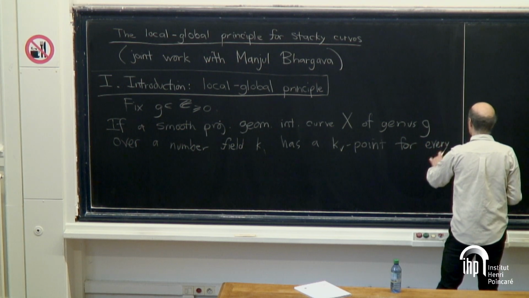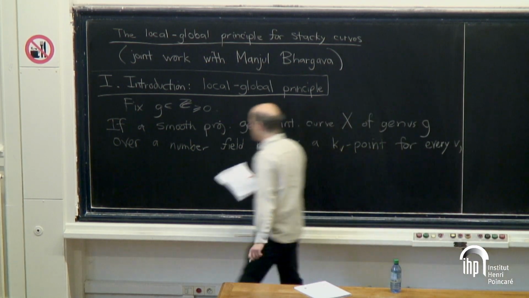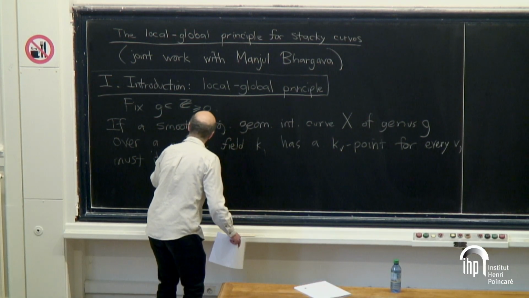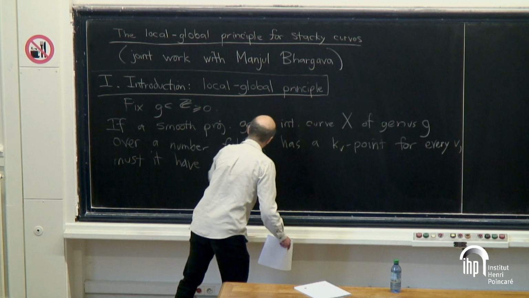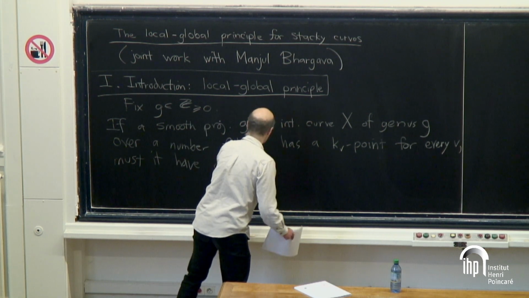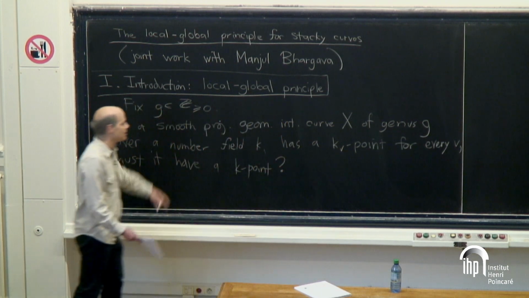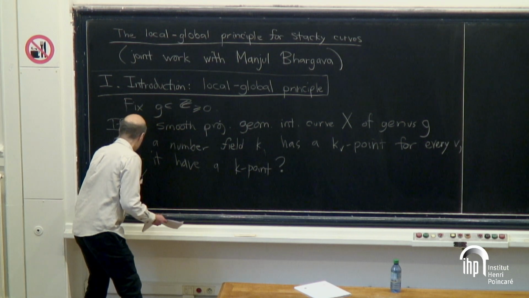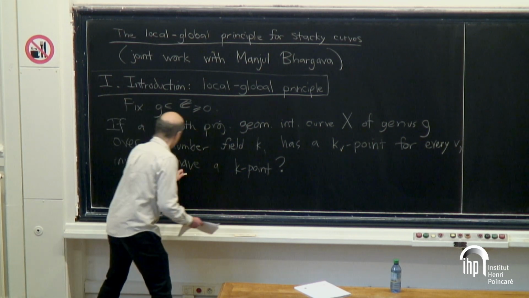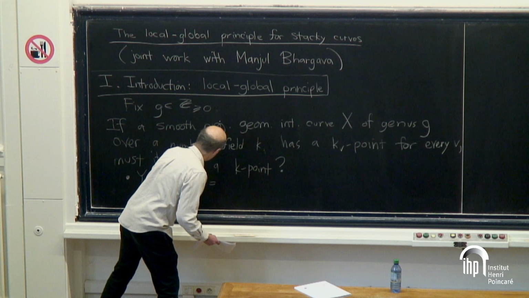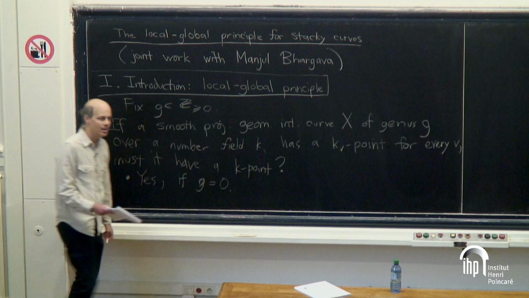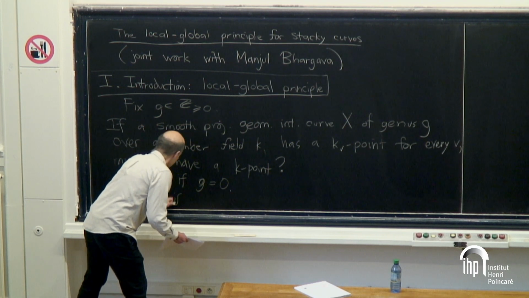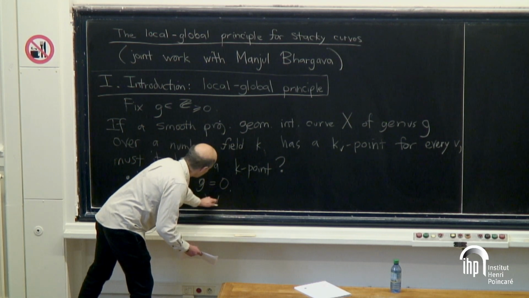for every non-trivial place v, must it have a K point? We know the answer to the converse, and we know the answer to this too. It's yes if g equals 0, as a special case of the Hasse-Minkowski theorem, and we know also that it's no if the genus is greater than or equal to 1.